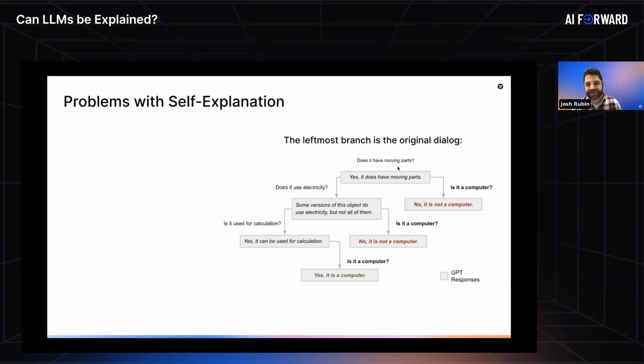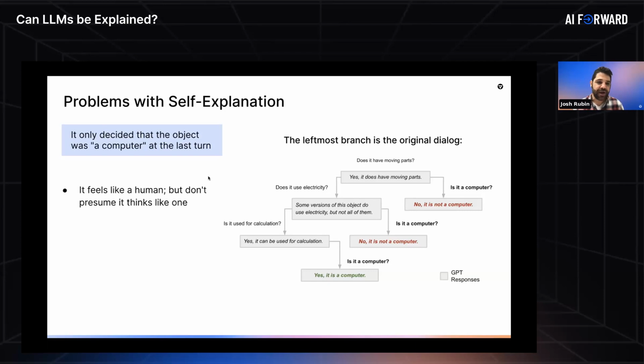So the dialogue you just saw is the leftmost branch here. And then I try interrupting it two different times, at prior questions, to ask if it's thinking of a computer. It wasn't thinking of a computer until the last step. So it only decided on the last turn that a computer was the answer.